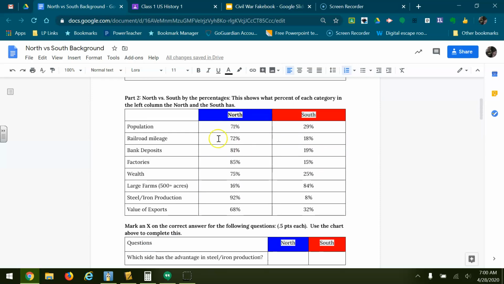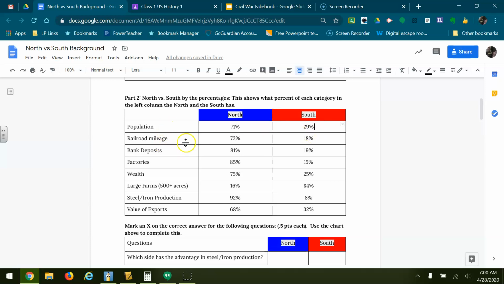Now, part 2, North and the South by percentages. This chart shows what percentage of each category in this column the North and the South has. So think of the United States as a whole being 100%. So the North has 71% of the entire US population. The South only has 29% at the start of the Civil War. Now, these percentages are approximate. They aren't exact, but it gives you a pretty good idea of how things were.